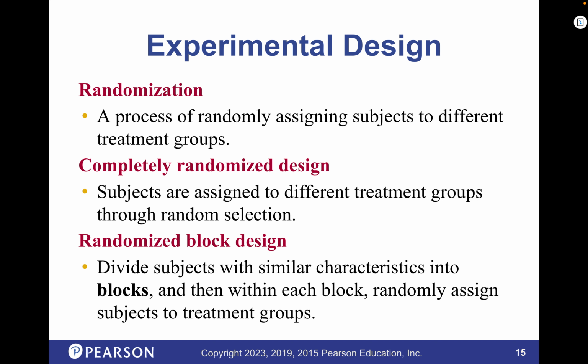There is also what's called a randomized block design. This sometimes helps with ensuring that the characteristics are there. So you have participants with particular characteristics that are the same, they're all in one block, and then you randomly assign subjects to each of the treatment groups within each block.